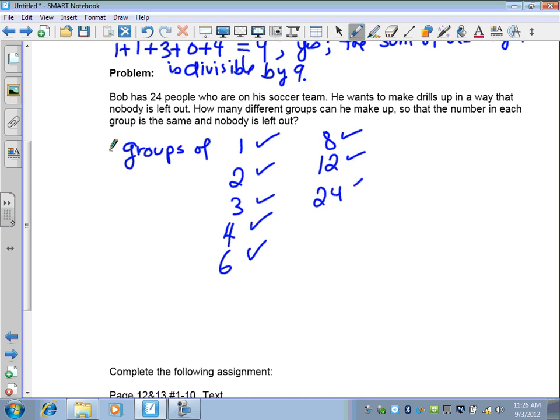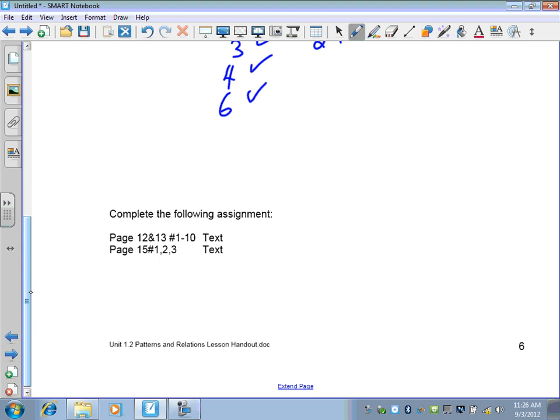So there's your answer. Your assignment, it's on the bottom here. Ignore page 15, I think it is. I want you to do this page right there. Okay, stop the recording and get busy. Thank you.